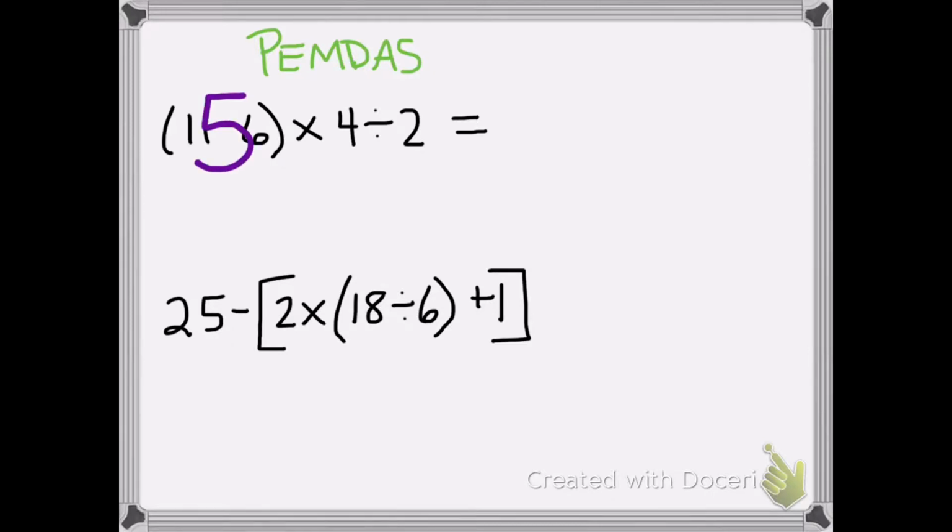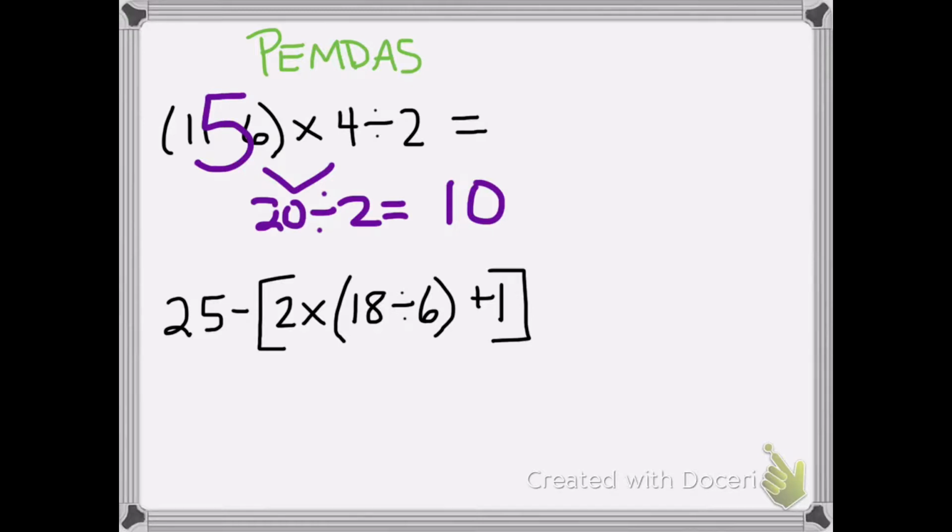Next, we have multiplication and division, which goes together, and the rule says that we must do multiplication and division from left to right. So 5 times 4 is 20, divided by 2 gives us 10. Now sometimes the problem can get more complicated, such as our second one.